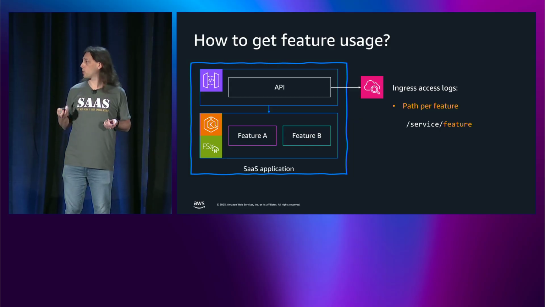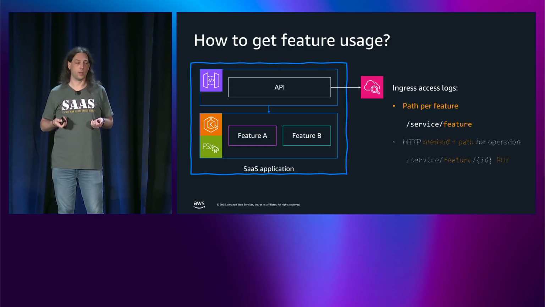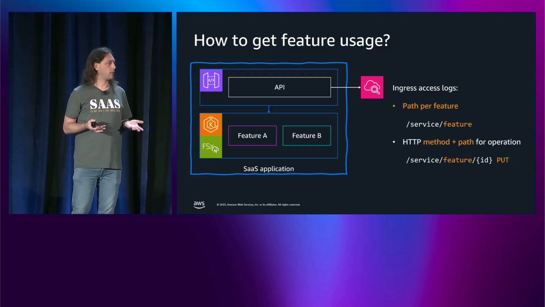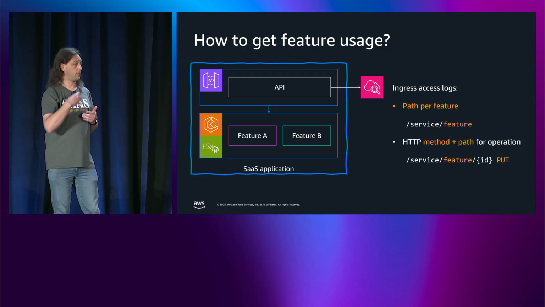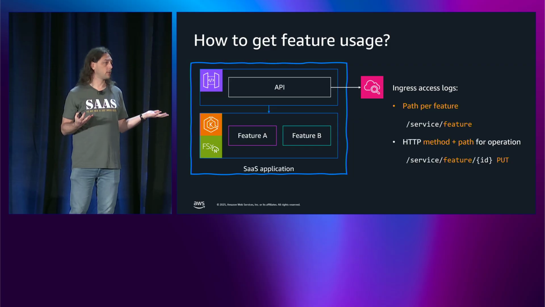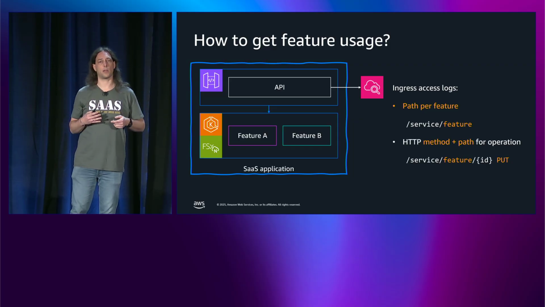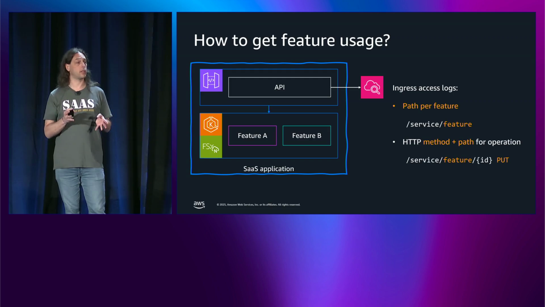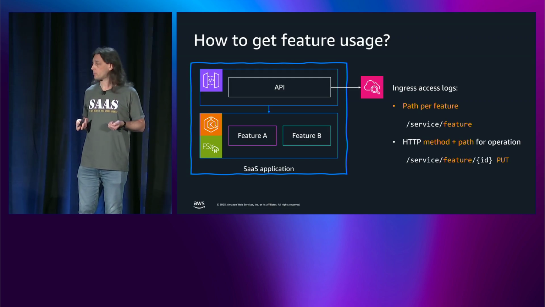And we can get more granularity this way as well, because our operations within that service feature are probably going to be different based on the HTTP method. So we can use this as another method of getting some more granularity in there. And straight away, we're getting a lot of insights into feature usage and didn't really have to do much there.